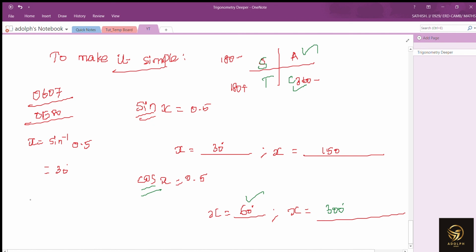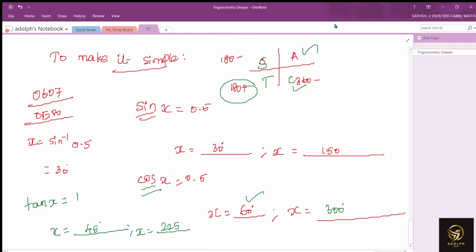The same thing can be done for tan. If it is tan x equals 1, then what are the two possibilities? One answer from the calculator is 45, then what is the other one for tan? It is the third quadrant. The third quadrant can be represented as 180 plus. So 180 plus 45 is 225.